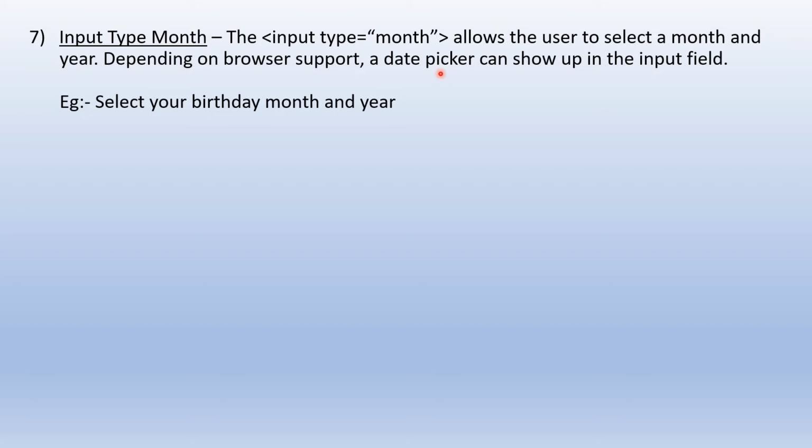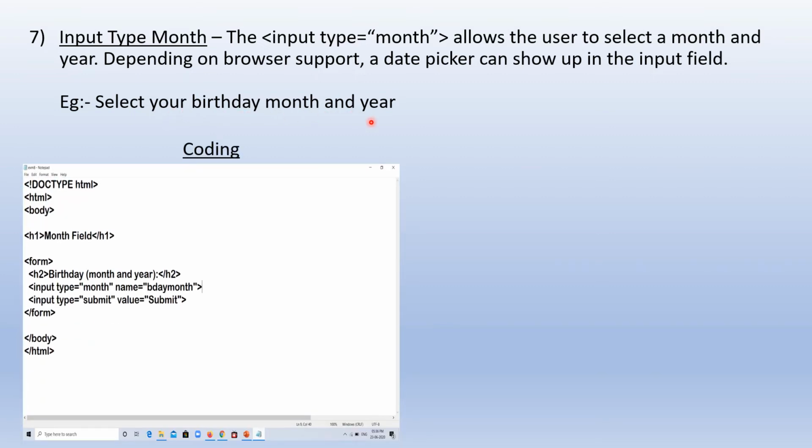So suppose if you are using earlier versions of Internet Explorer, then this date picker will not be available. And even in Mozilla Firefox, even if it is a recent version, you cannot see this date picker. So it works on Google Chrome and recent versions of Internet Explorer. So let us see the example where you are going to select your birthday month and year. So how to write coding for this?